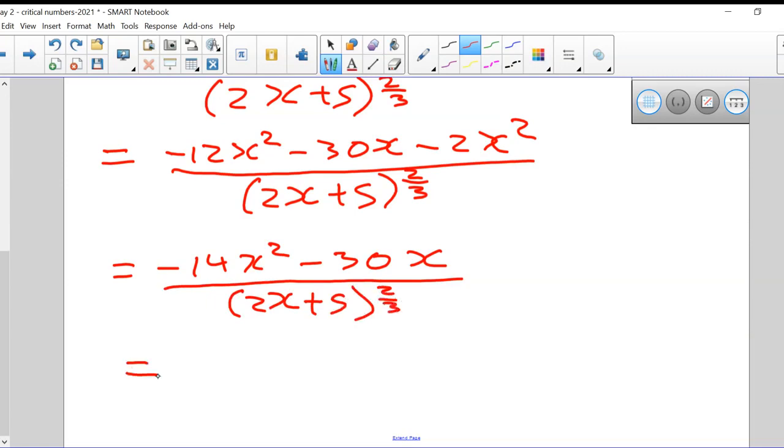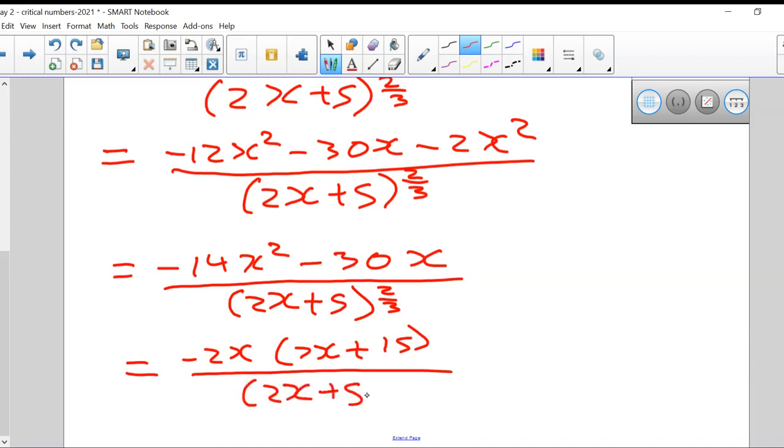And I can obviously factor out minus, what is that, 2x, leaving me with 7x plus 15, I think. Minus 14 minus 30, yeah, okay. Over (2x plus 5) to the 2/3. If I'm going too fast, I'm quite happy to stop and talk about this some more.